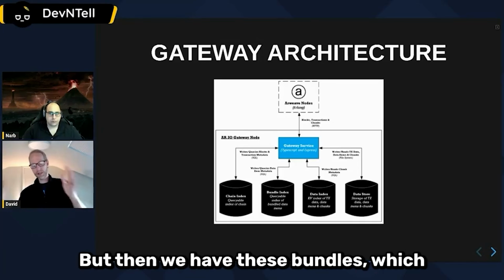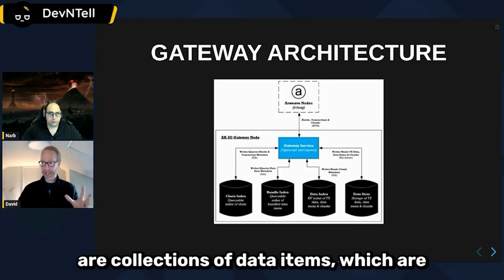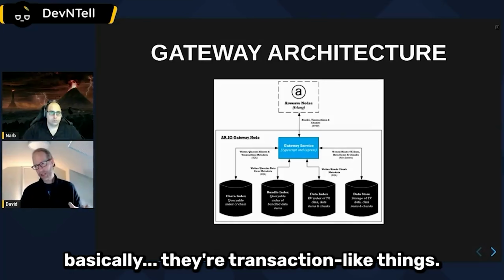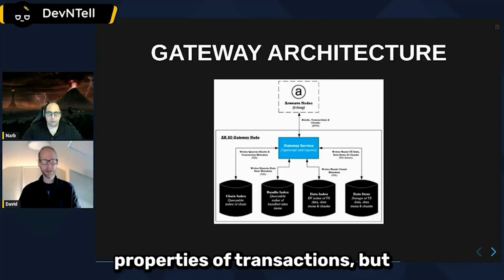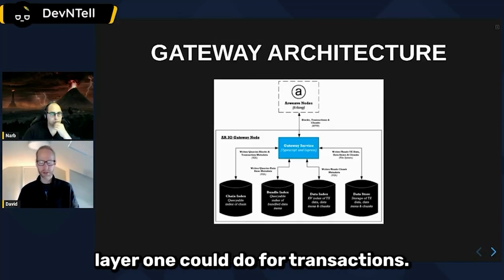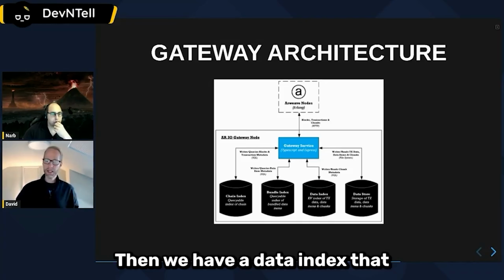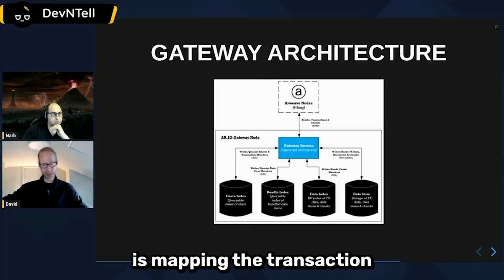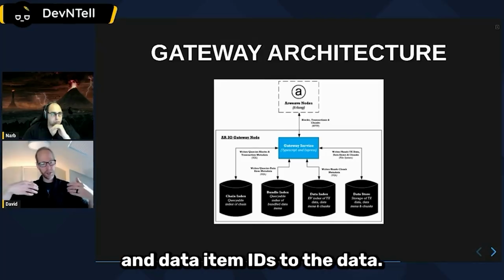But then we have these bundles, which are collections of data items, which are basically transaction-like things. They don't have all the same properties of transactions, but they let you scale beyond what the layer 1 could do for transactions. And so we have an index of that. Then we have a data index that is mapping the transaction and data item IDs to the data.